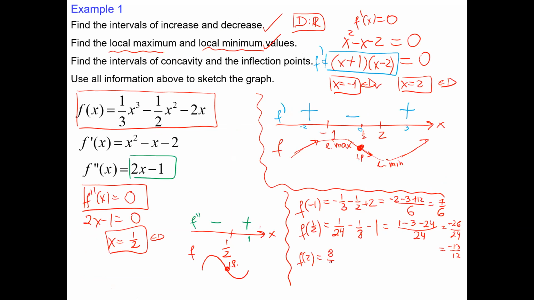2, we will have 8 cube. Yes, I'm just substituting the value into the formula of the function. And then 4, it will be 2 and -4. Okay, let's say 8/3, and this is -6, -18/3. It will be -10/3. Okay, makes sense.